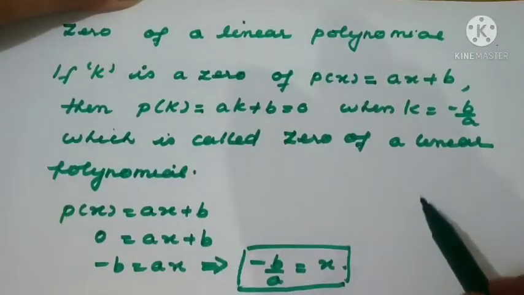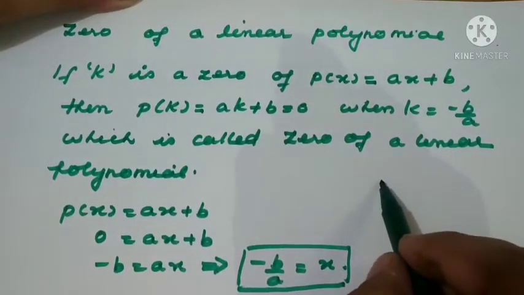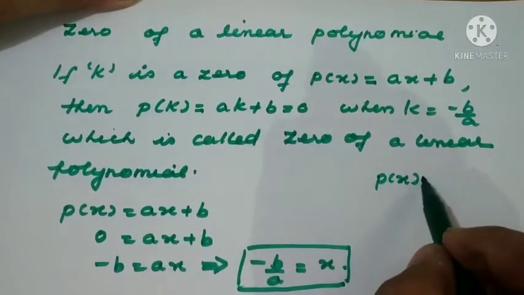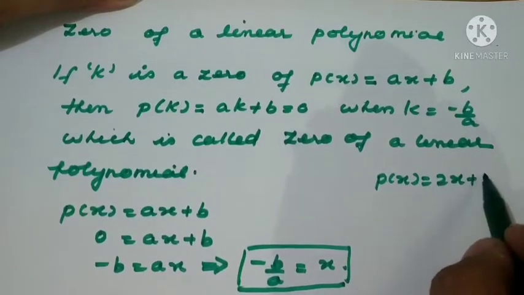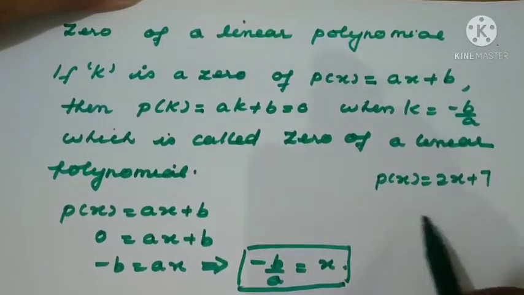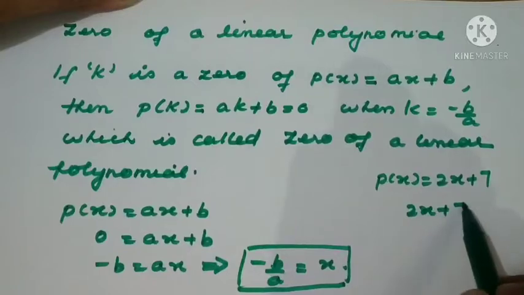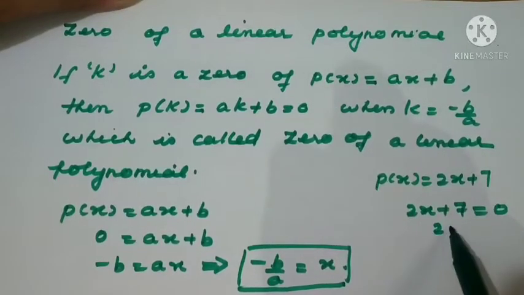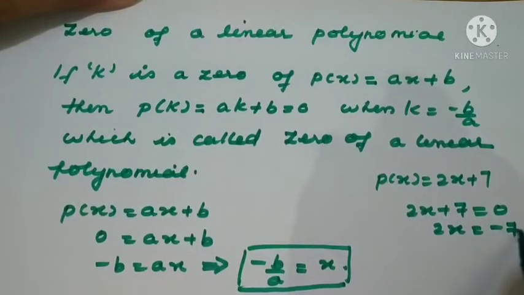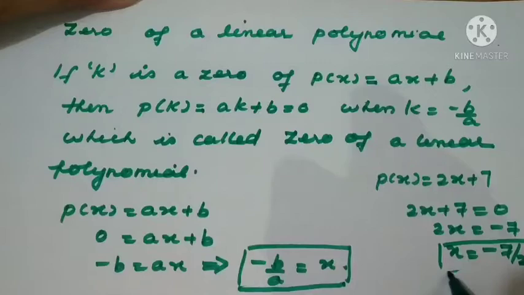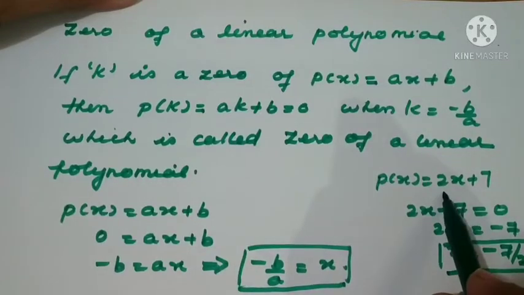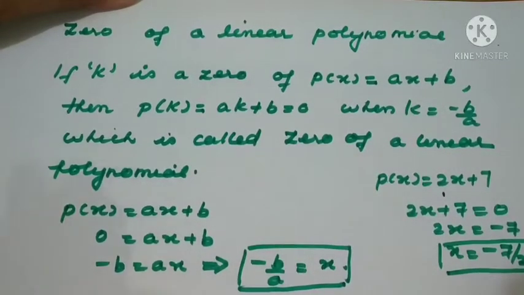If you don't remember this one, I can suggest an example: what is the zero of the polynomial p of x equal to 2x plus 7? What we had done at that time, we equated 2x plus 7 to 0 and solved for x. 2x equals minus 7, x equals minus 7 by 2. So minus 7 by 2 is called the zero of this polynomial 2x plus 7.